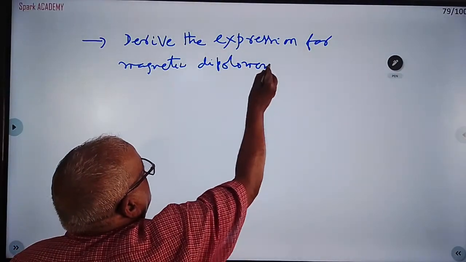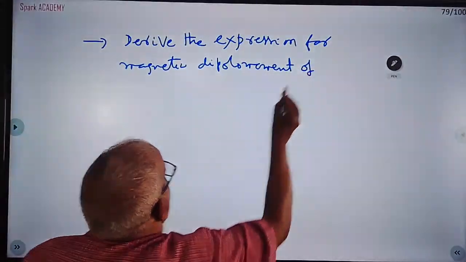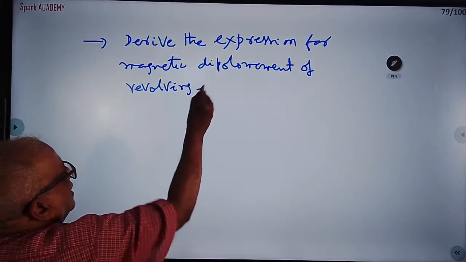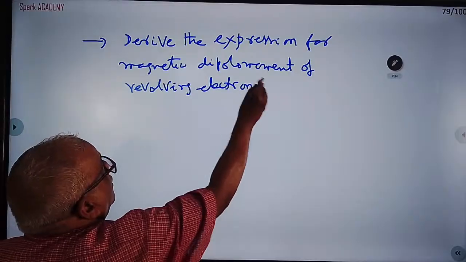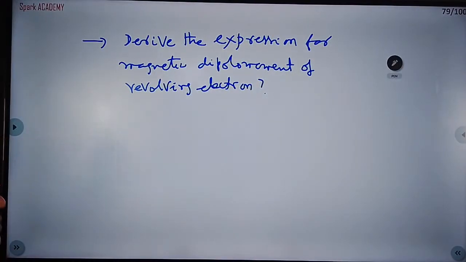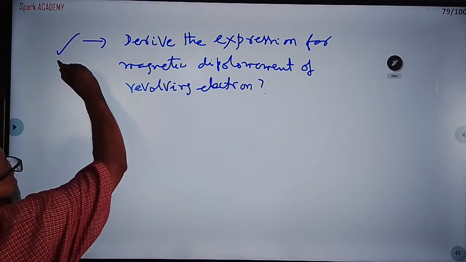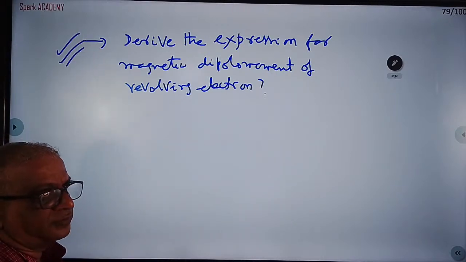Magnetic dipole moment of a revolving electron. Derive the expression for the magnetic dipole moment of a revolving electron. This is very, very important. It is asked a number of times. Biot-Savart is also asked a number of times.